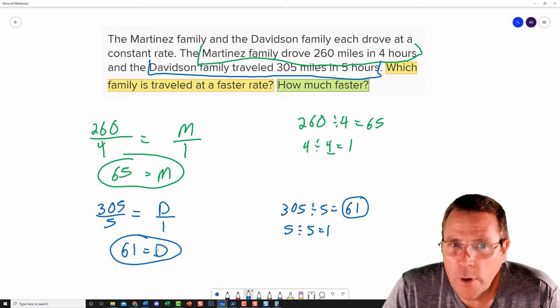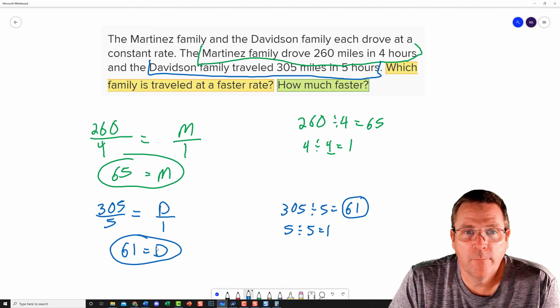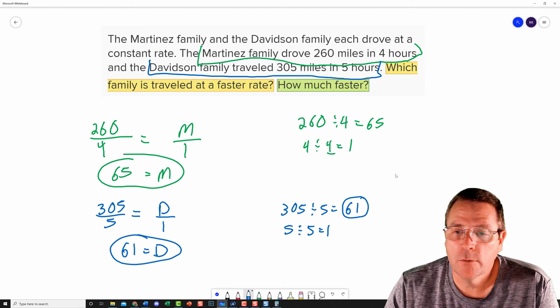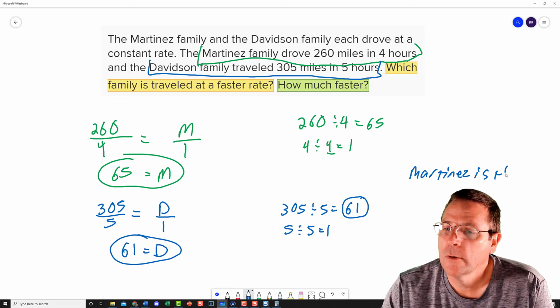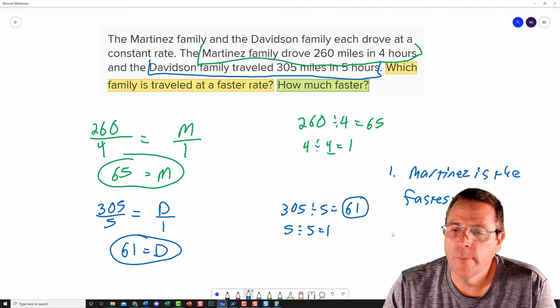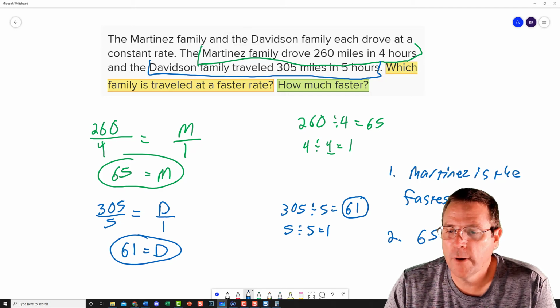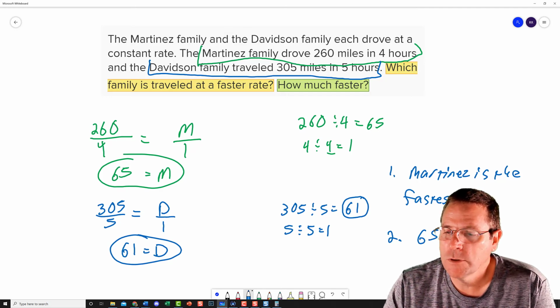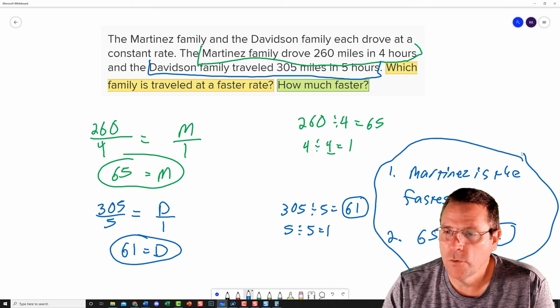But what did the question actually ask? It said, A, which family is traveling at a faster rate? For that one, we would say that the Martinez family is traveling the fastest. And that's for question number 1. Then question number 2, how much faster? Well, that's going to be 65 minus 61, which is a difference of 4 miles per hour. This is the answer to your 2 questions.